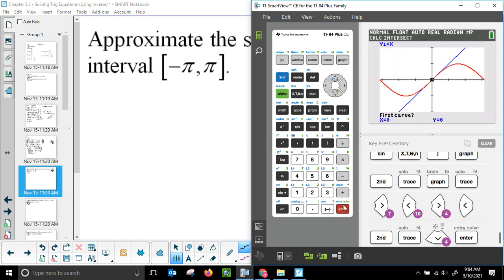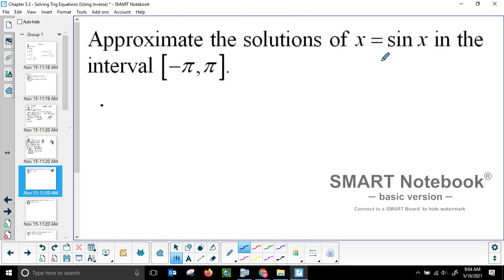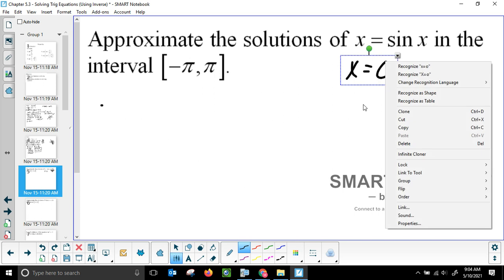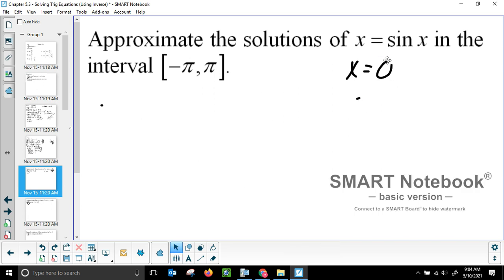It looks like it's right here, so we can just do this. And yes, the intersection is 0, 0. So that should actually kind of make sense, right? Because we know sine of 0 is 0, and of course, when you plug 0 in for x, you get 0, right? So here we know that x is equal to 0. And that's it. There really is no other way of doing it.